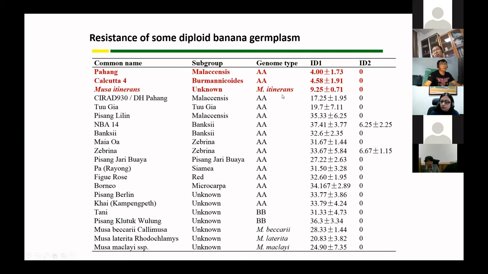According to this list of the results, we will find almost all the diploids are resistant to TR4, especially for the Pahang, the Kakita 4, and is a wild species. It's very highly resistant to TR4. So this is also very similar work to what Dr. Uma did in her presentation.